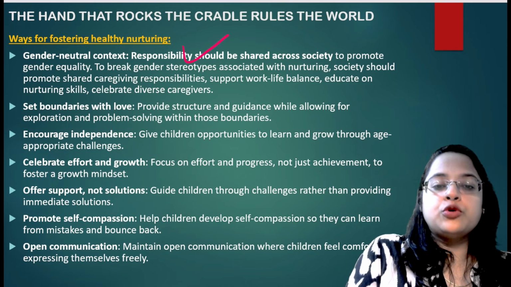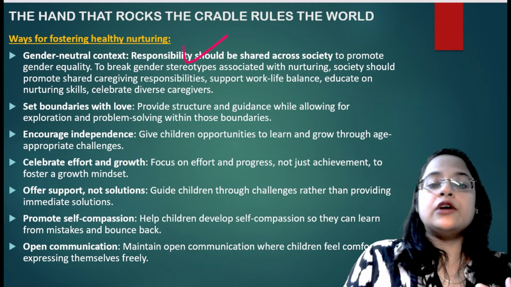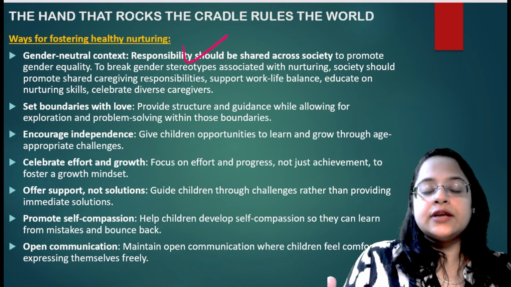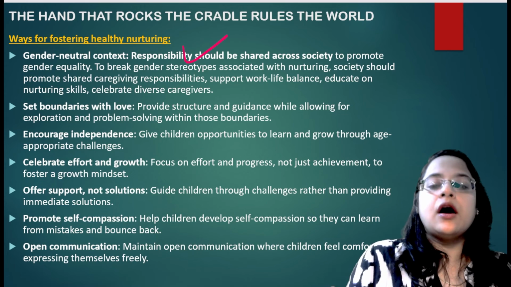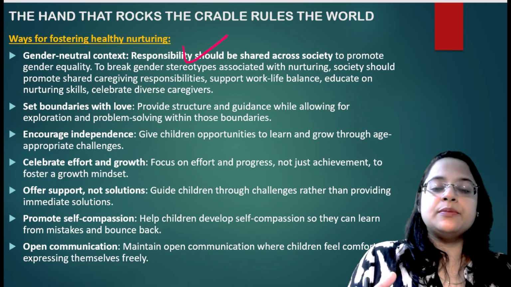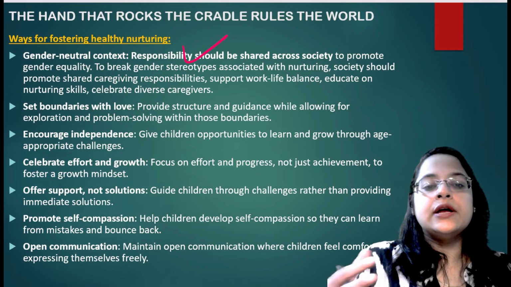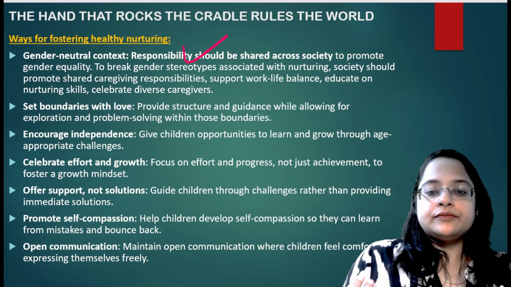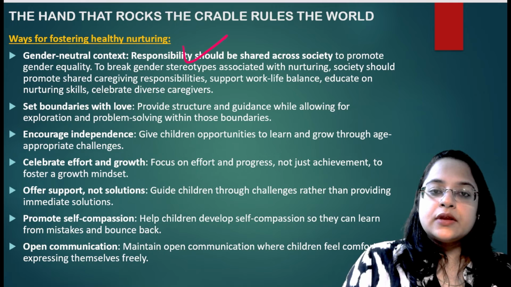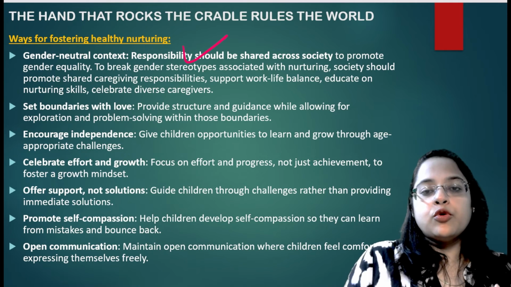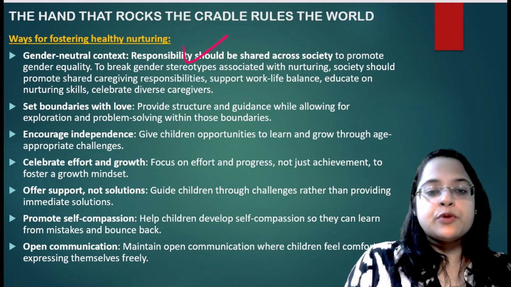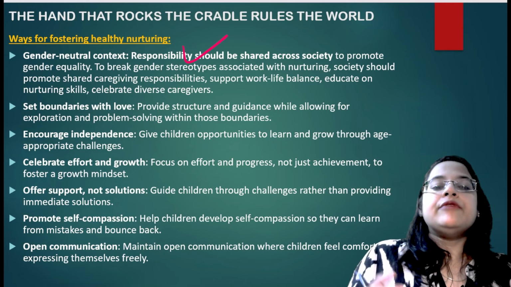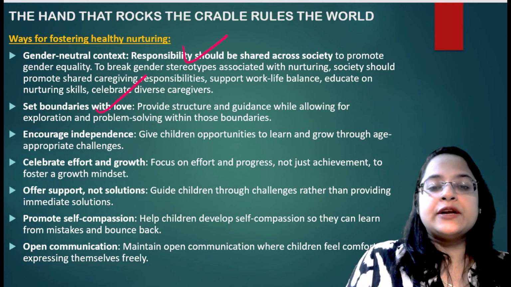Then we come to the ways to foster healthy nurturing. We can talk of the gender-neutral context over here. For healthy nurturing, we should have the responsibilities in the house shared. The responsibility should be shared across society to promote gender equality. We should break the gender stereotypes associated with nurturing. Women need not be the only caregiver in the home. Fathers can also share the responsibilities and support work-life balance, right? Then we have to set boundaries with love with respect to children.